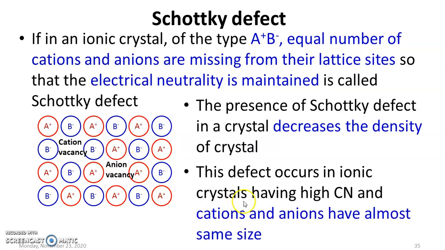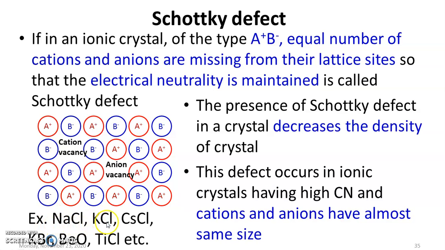This defect occurs in ionic crystals having high coordination number, where cations and anions have almost the same size. Normally cations are smaller than anions, but in some crystals cations are nearly equal in size to anions, and Schottky defect is observed in such crystals. Examples: sodium chloride, potassium chloride, cesium chloride, potassium bromide, beryllium oxide, titanium monochloride. These are the examples of Schottky defects.